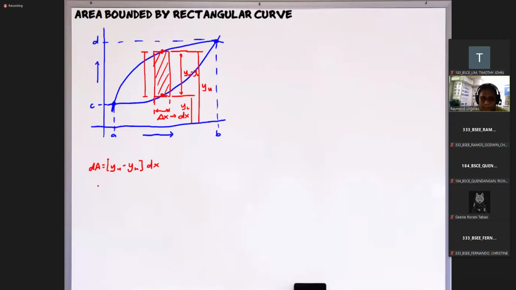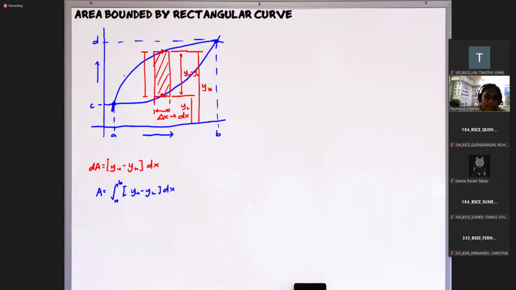So to solve for the area, we just integrate that. We have the area equal to the integral of y upper minus y lower, dx, from A to B. So again, this is one way to solve this. You can imagine that the other way is by using horizontal strips.